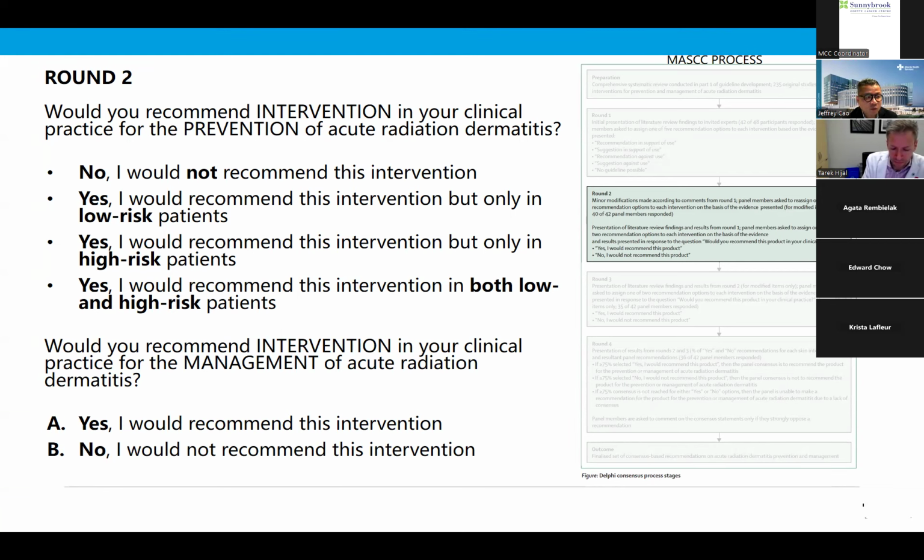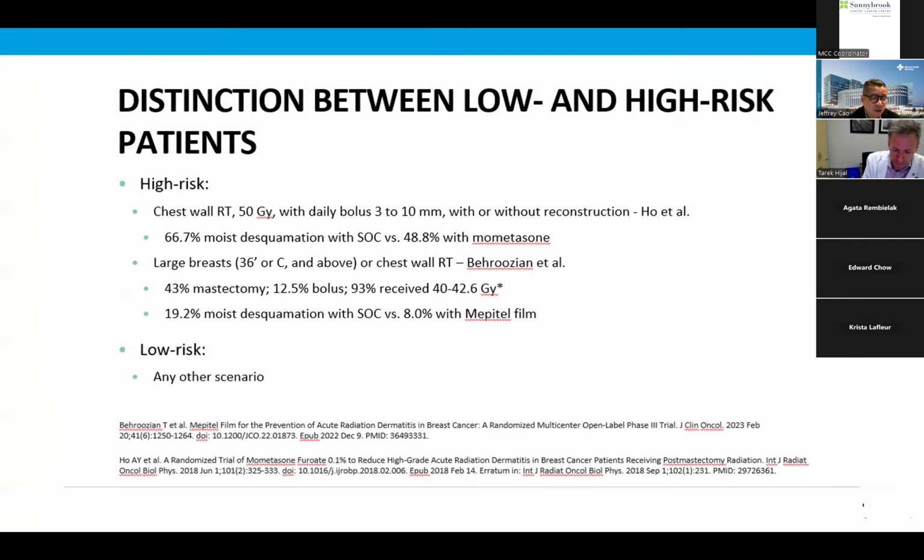Rather than just asking whether you recommend an intervention in your clinical practice for the prevention or management of acute radiation dermatitis, for the prevention side, we asked whether you would recommend this product in low-risk settings or high-risk settings or both. And we made a distinction between low and high-risk categories based on the two landmark or pivotal randomized controlled trials, that being Alice Ho's mometasone trial and Edward Chow's Mepitel trial. And so we used their definitions of what constituted high risk for use of mometasone and Mepitel.